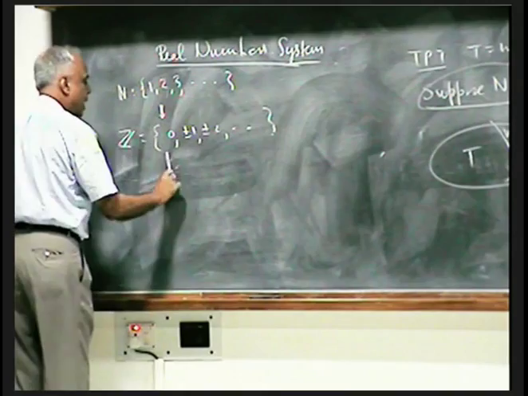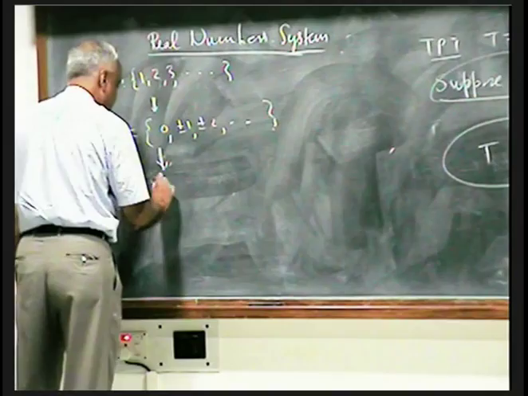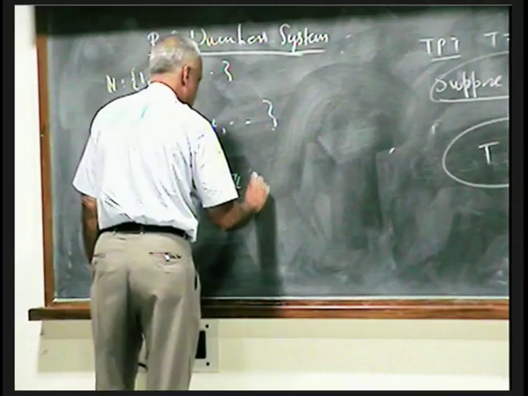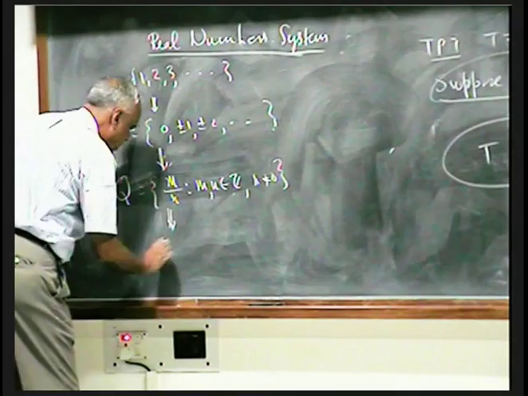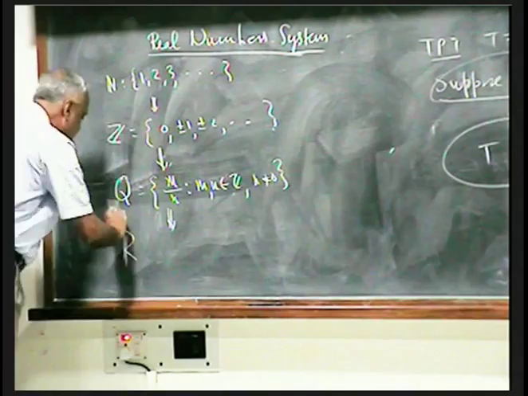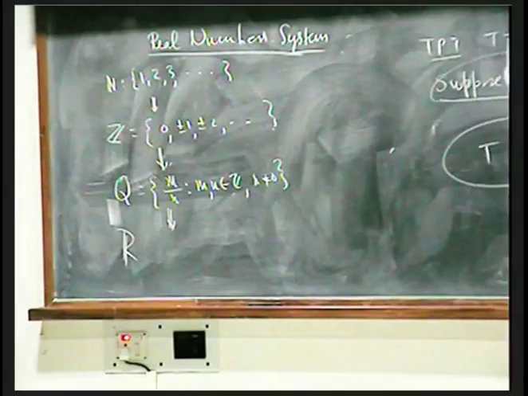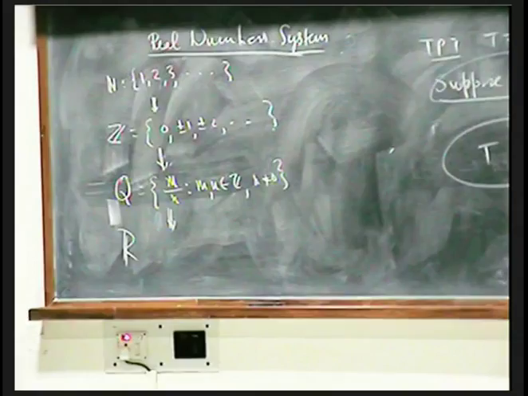Let me write it in the form we all know: m by n, where m, n belong to Z, n not equal to 0. And then from Q, we went to the real numbers. Now, it is this part I will discuss now. That is, God gave us the rational numbers, or God, along with those brilliant minds, gave us the integers and the rational numbers. So we all start with the rational numbers.